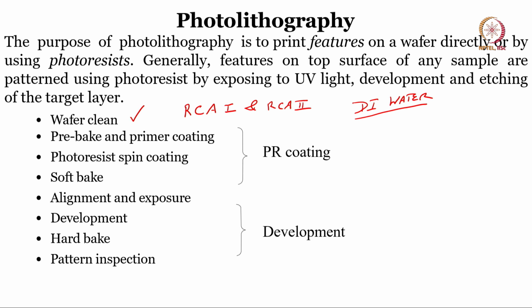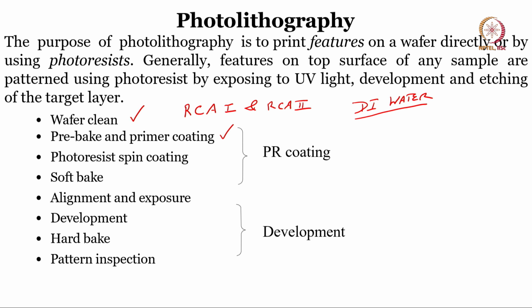Pre-bake is at about 150 degrees centigrade. After that you coat the wafer with primer. Now why is primer coating required? To improve the adhesion of photoresist. So this primer coating is done to improve the adhesion of photoresist. Not every time in a lithography step do we require primer coating, okay. So you need to also learn that.